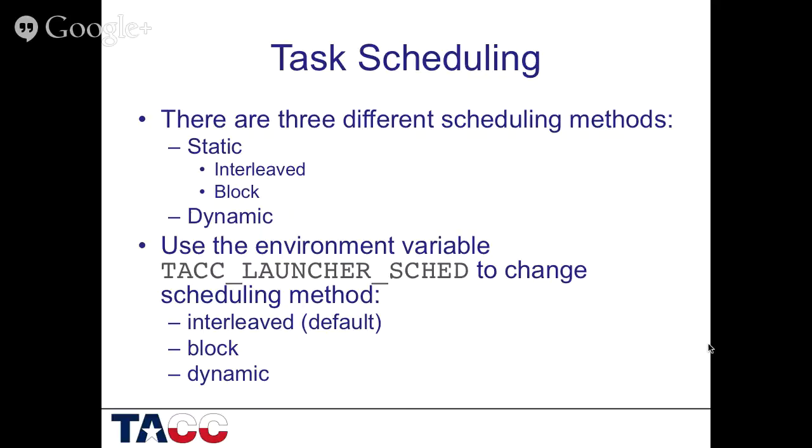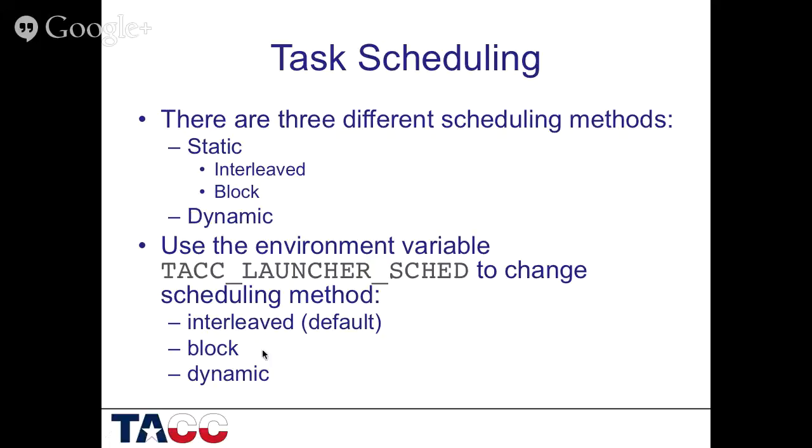If it doesn't have a predictable runtime, you say, oh, well, with some input files it takes an hour, and with other input files it's finished in 5 minutes. Then you may want to take a look at using the dynamic scheduler so that it's able to move your tasks around and it's not waiting for one to complete before the next one can start. To set that, you just change the environment variable TACC_LAUNCHER_SCHED to whatever one you want. Interleaved is the default. This is what we've used forever and ever. And block and dynamic are the new ones.